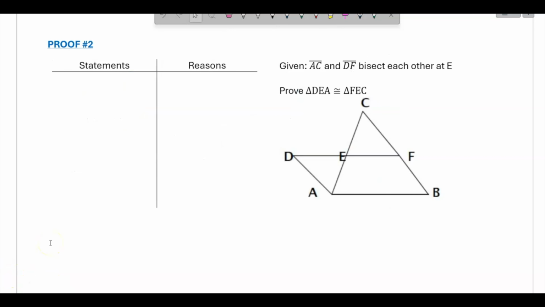Okay, proof number 2. Let's talk about what we would do here. Now, with this being a little bit more of a complicated drawing, let's just go ahead and color in these triangles. You don't have to do this, but just to help visualize that we're really only focused on DEA, which is this triangle here in yellow, and then FEC, which is this triangle up here. So that's going to be my primary focus in this problem.